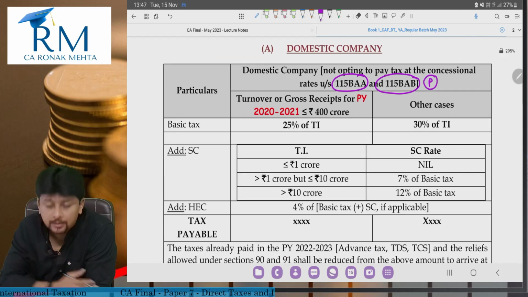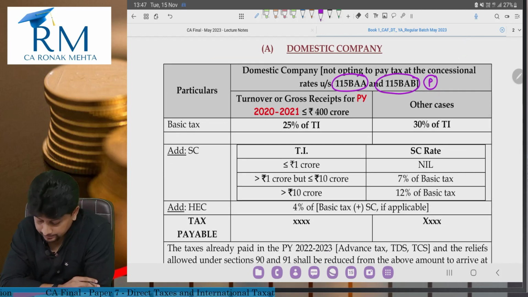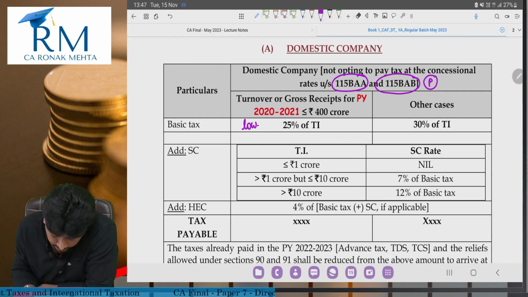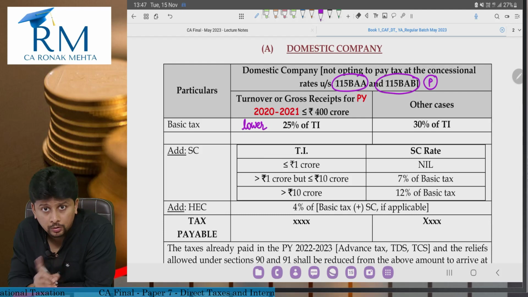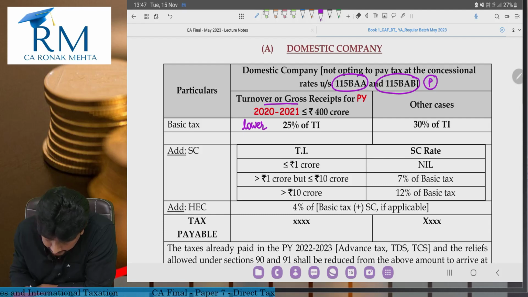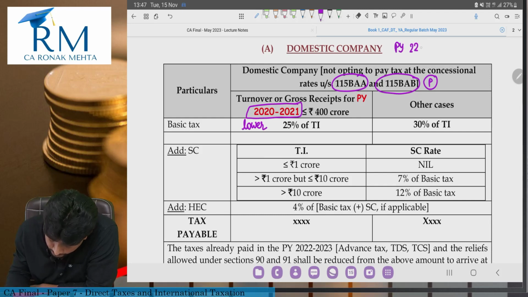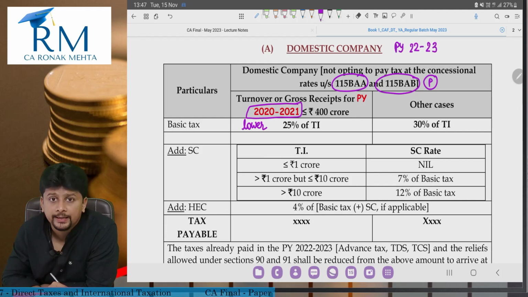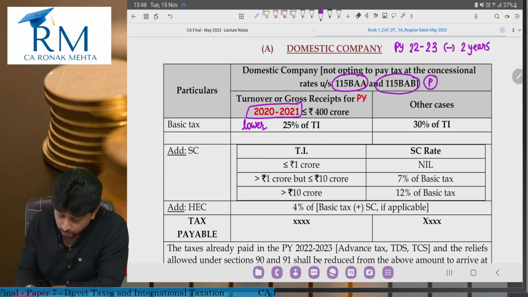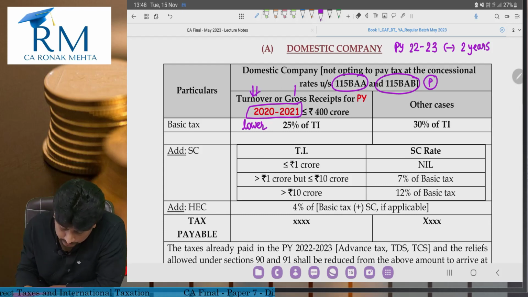For a domestic company, a lower tax rate of 25% will apply. But if you want to avail of that, then your turnover or gross receipts for previous year 2021... what's our previous year? Our previous year is 22-23. Go back 2 years and check what was the turnover, what were the gross receipts.